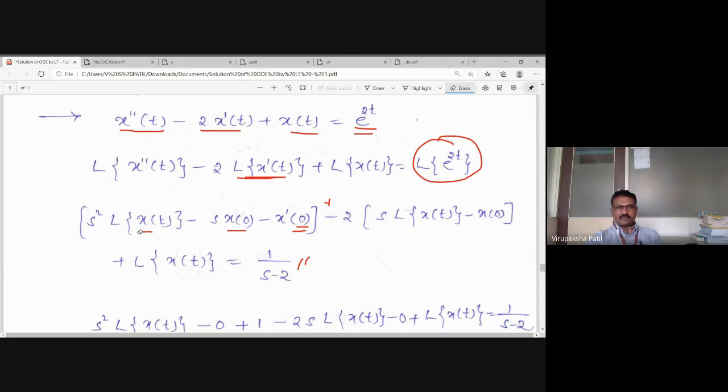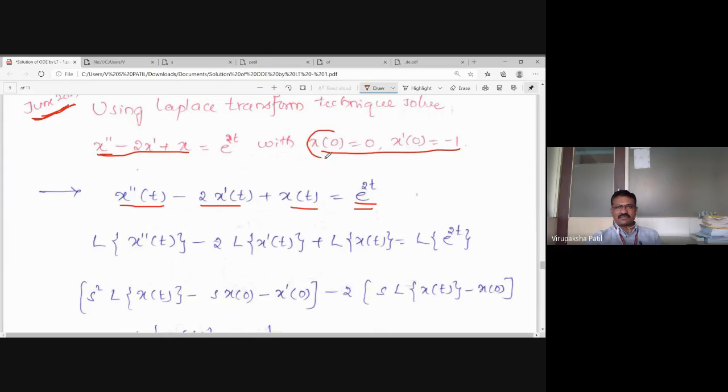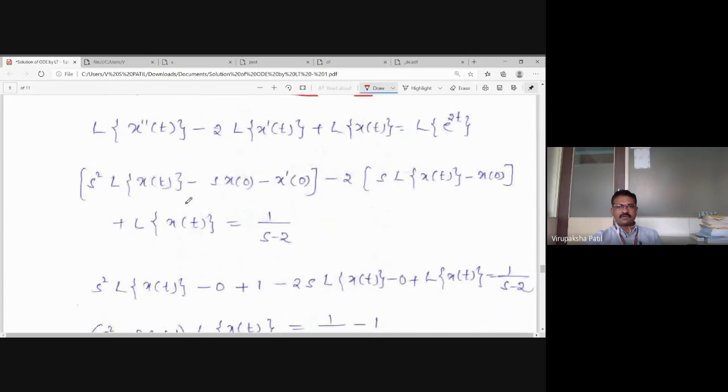Immediately after this step, we will try to put the initial conditions, then we will simplify these things. What are the initial conditions here? x at t is equal to 0 is 0, and x dash at t is equal to 0 is minus 1. You have to be a little bit careful. We'll put that value here, here, and here, wherever it is applicable.